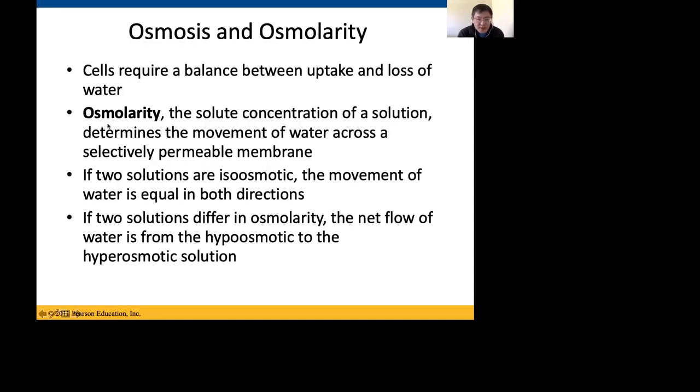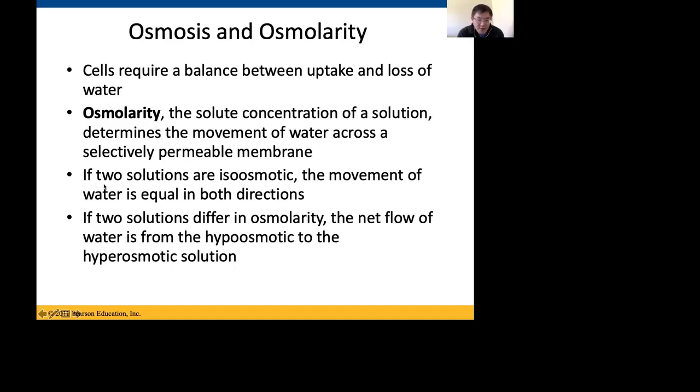Now let's talk about osmolarity. Osmolarity means the solute concentration of a solution. So we can see the osmolarity is for the solute. Okay, it's for solute. It's not for the water. So the osmolarity determines the movement of water across the selectively permeable membrane.